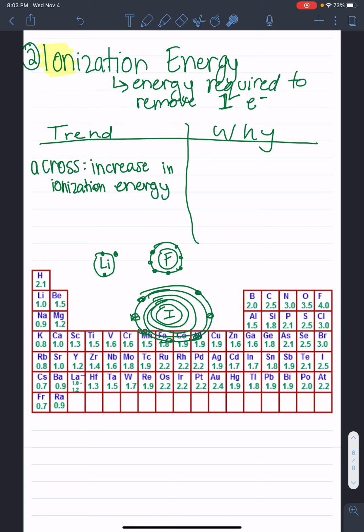Alright, the next thing we're going to look at is as we go down. So as you go down, you'll notice that each time we go down, we see a decrease in our ionization energy. So down is decrease in ionization energy.